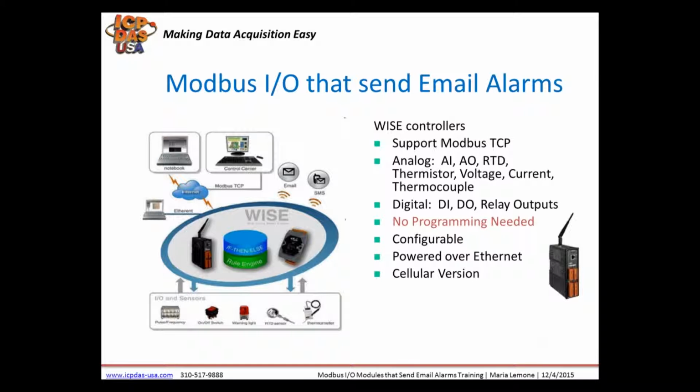WISE Modbus I/O communicates over Modbus TCP, sends email alarms, and can trigger outputs based on inputs. In water tank remote monitoring applications, they send out email alarms when water tank levels go beyond a preset level. They support power input, or they can be powered over Ethernet with PoE switches, injectors, or routers. The cellular version, WISE 4000, can send SMS messages from remote locations.